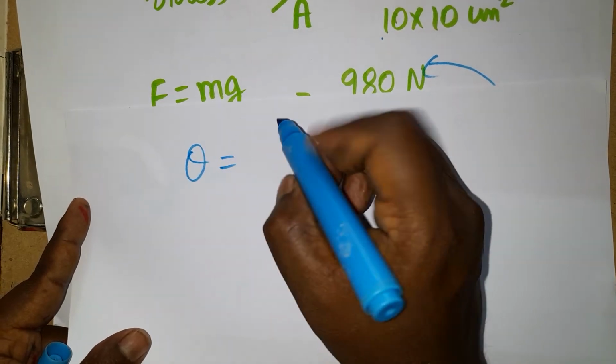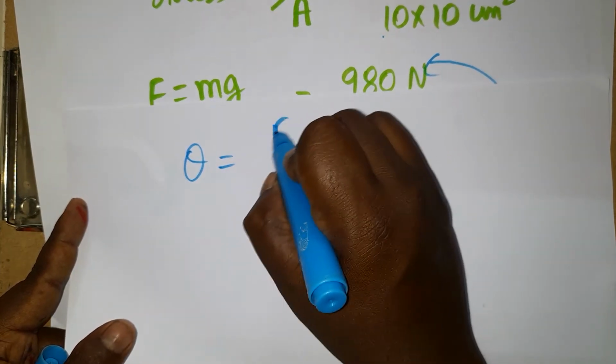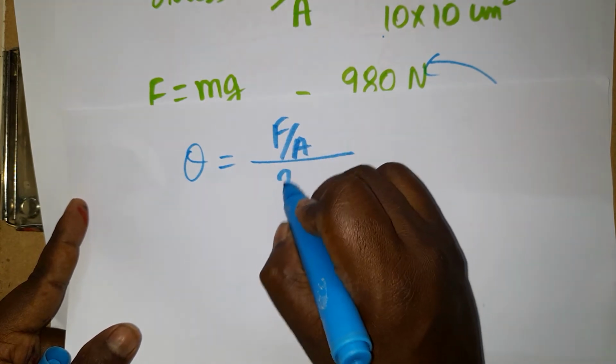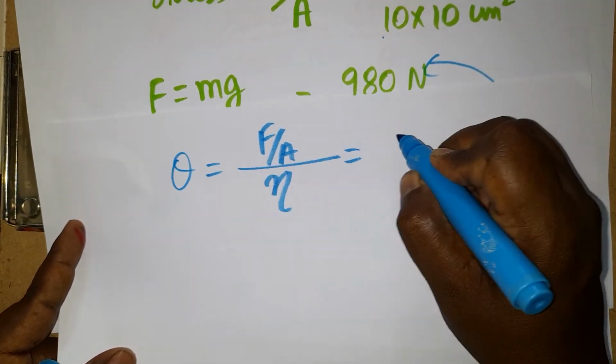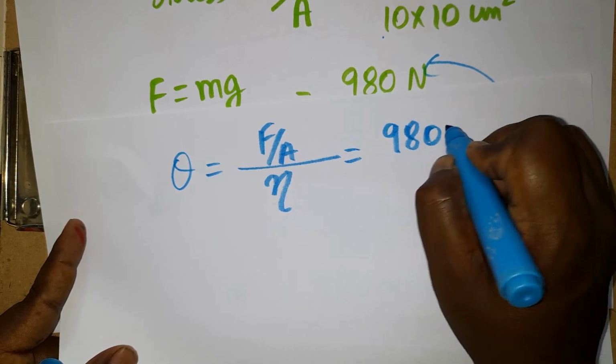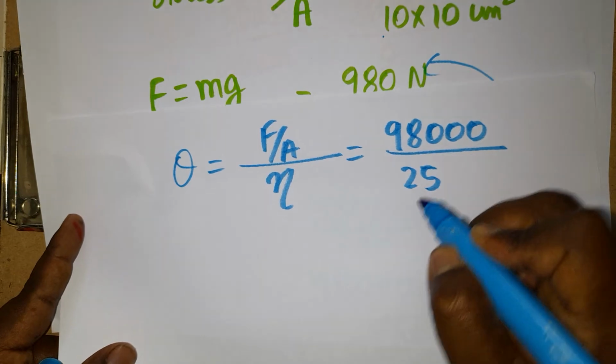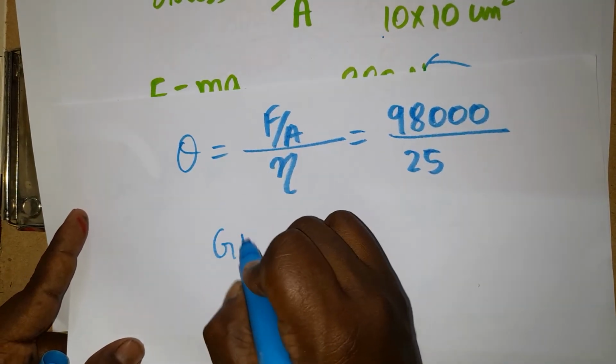Theta is equal to stress by strain. Stress is force per unit area. Strain is what is modified here, and that will be the shear modulus. This value is 98,000 Newton. The denominator is the shear modulus, 25 gigapascals. Now convert gigapascals to pascals.